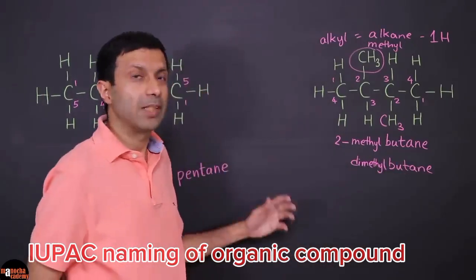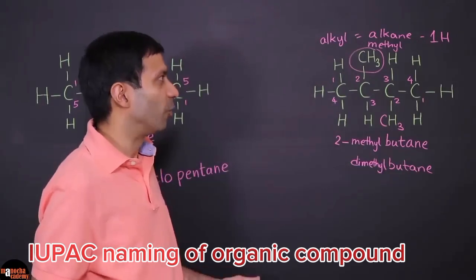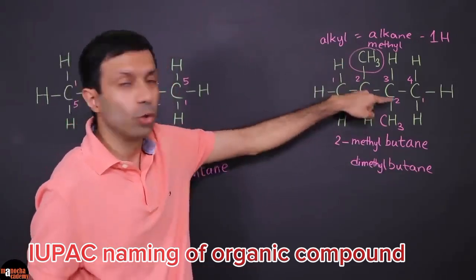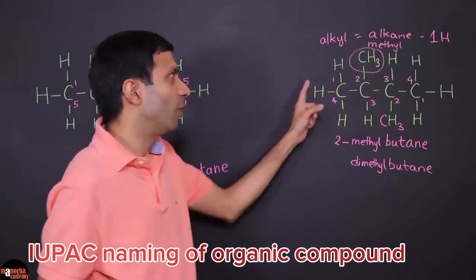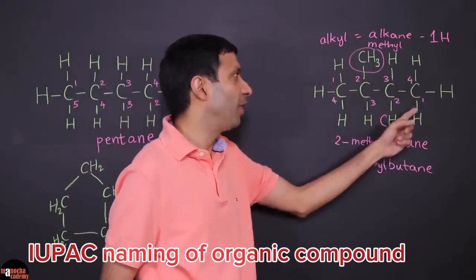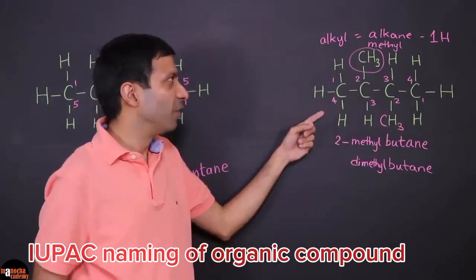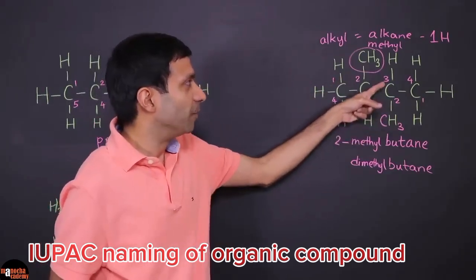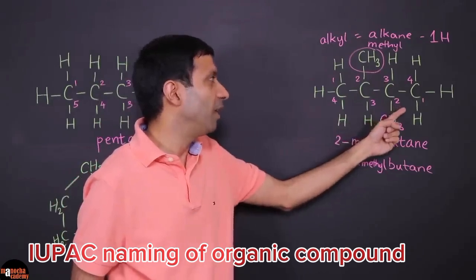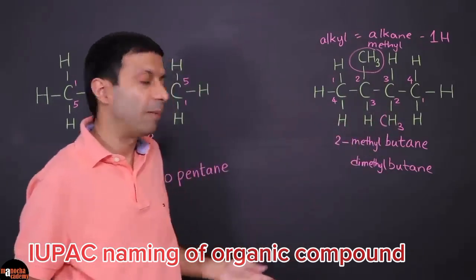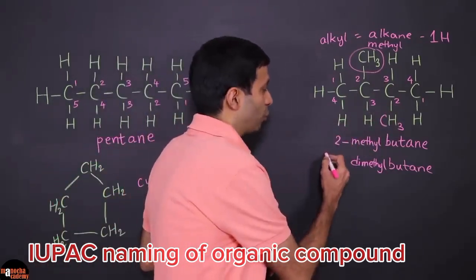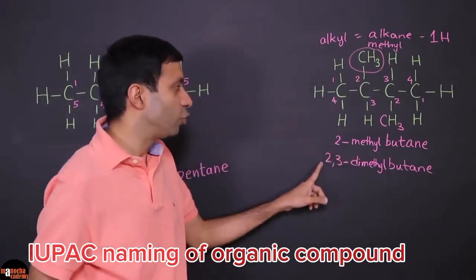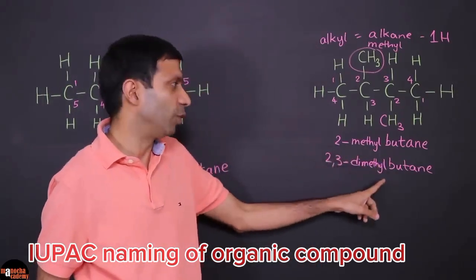And we also need to specify the positions of the methyl groups. So here you can't say 2 and 2, because I want to choose the smallest number. You either have to go with the forward numbering or the backward numbering. So it's going to be 2, 3. Or if you use the backward numbering, it will be 2, 3. So both the numbers are same. We have to choose the smallest number. So it's the same anyway. So we are going to write 2,3-dimethyl butane.